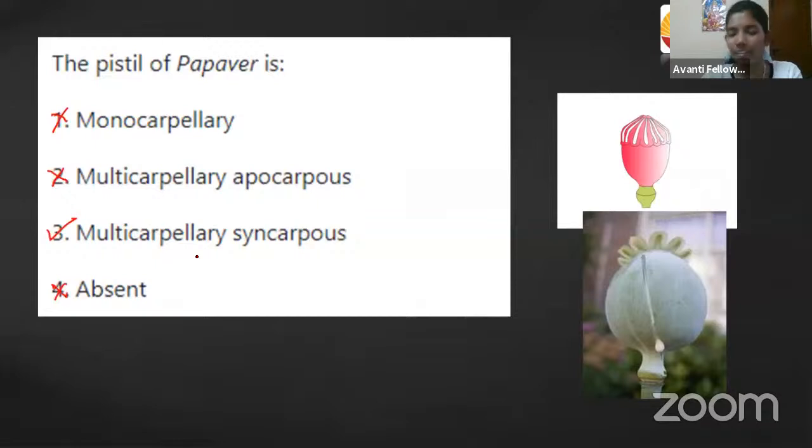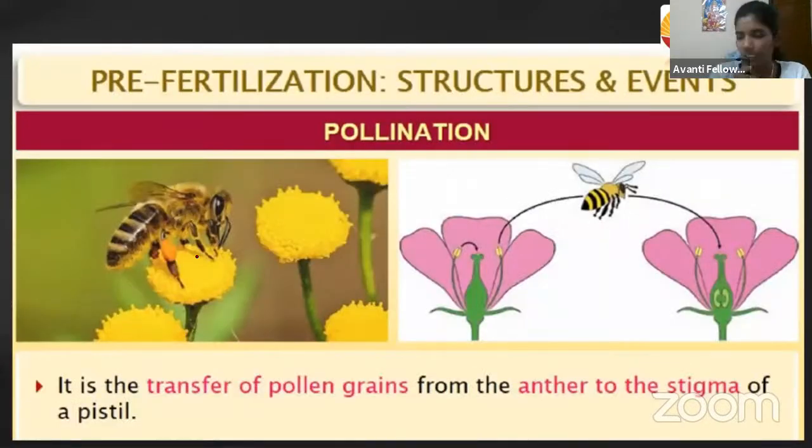Okay. In the previous class we have already seen how the pollen grain is going to be formed and how the egg is going to be formed. In today's class, we will see how that pollen grain will go and reach the pistil. That process is called pollination. Pollination means the transfer of pollen grains from the anther to the stigma of a pistil. That is what is called pollination.